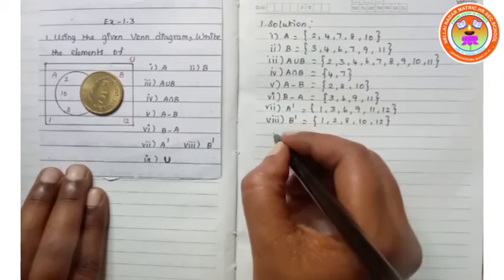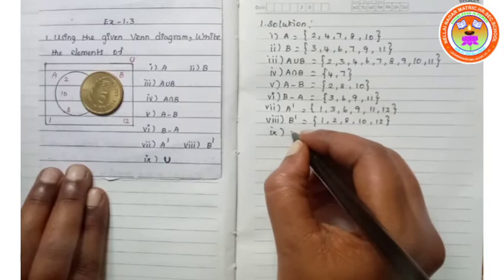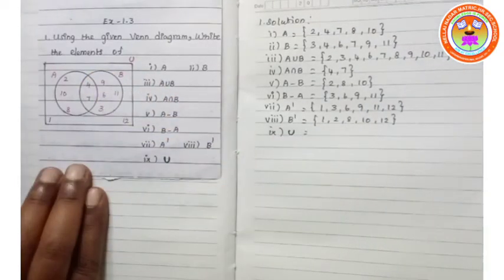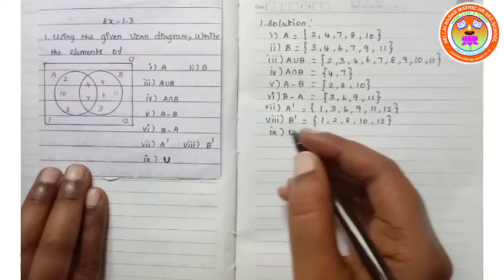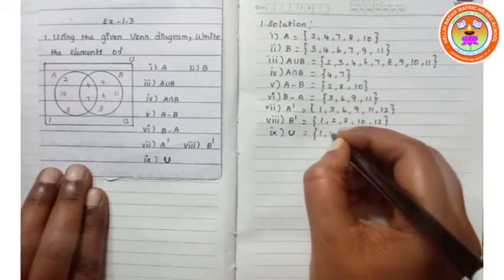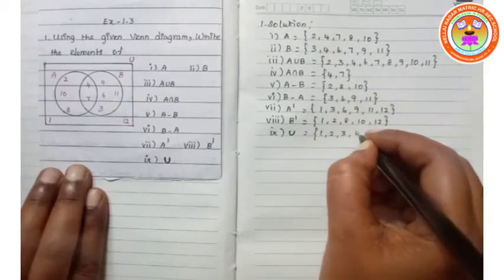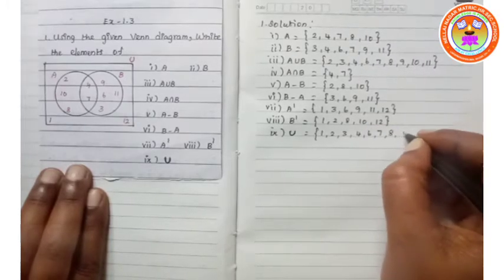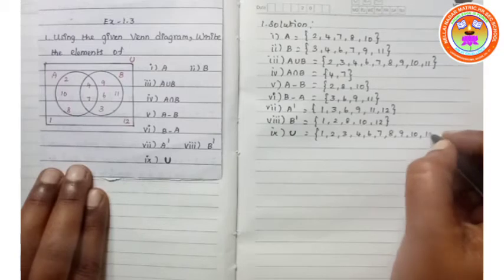Now, the last subdivision, the ninth one, the universal set U is equal to all the elements: 1, 2, 3, 4, 6, 7, 8, 9, 10, 11, 12.